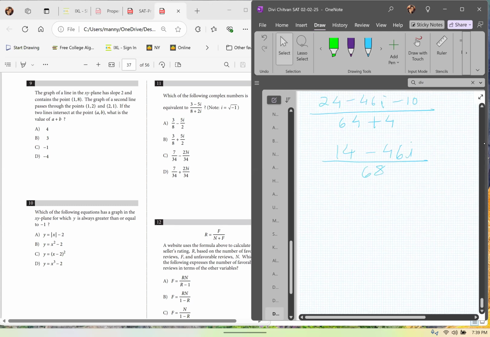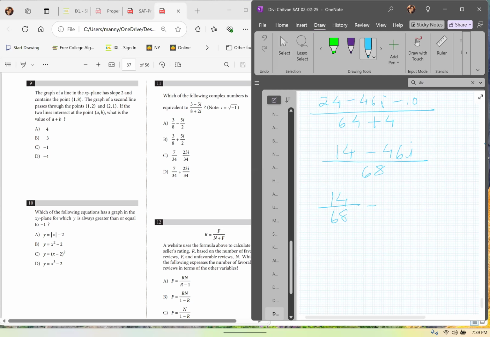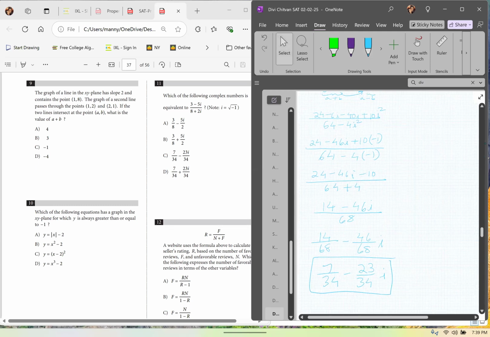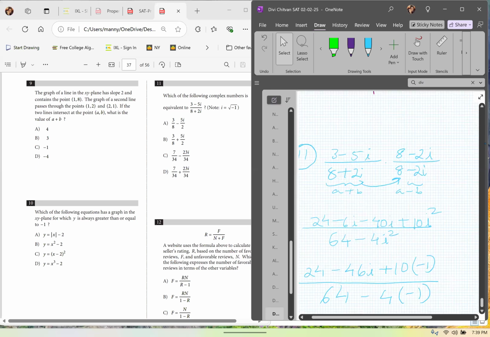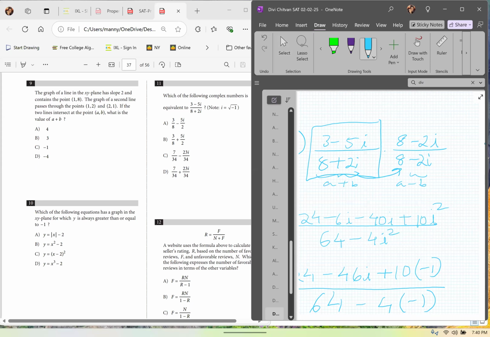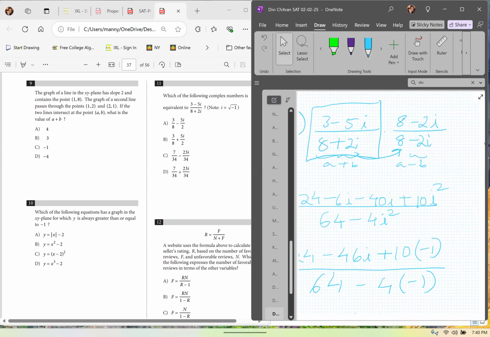So now you can reduce it. You can write it 14 over 68 minus, for imaginary numbers, you try to split it and keep the i separate. Yeah? So that's 46 over 68 i. So 7 over 34 minus 23 over 34 i. So this is pretty much the only way you can do it when you have complex number divisions. You've got to multiply with the conjugate, right?